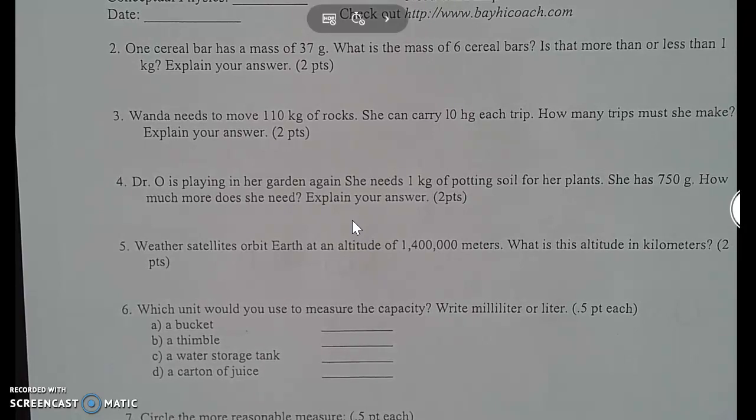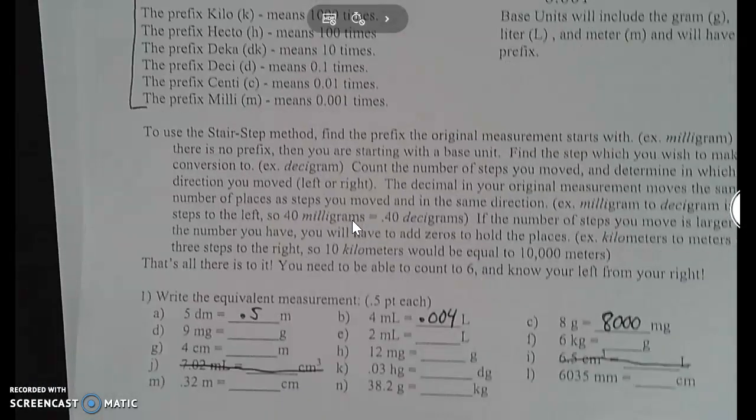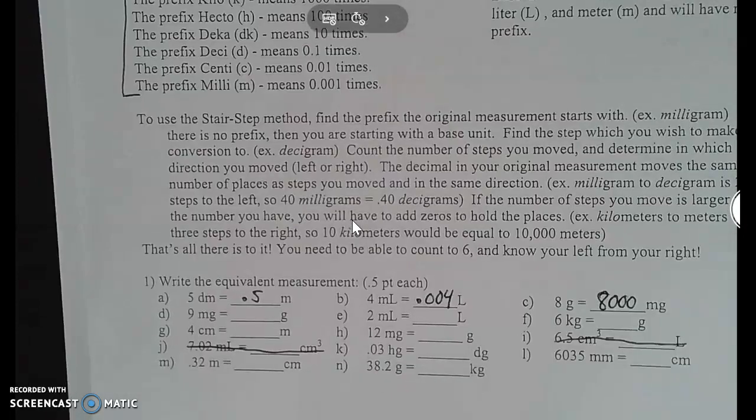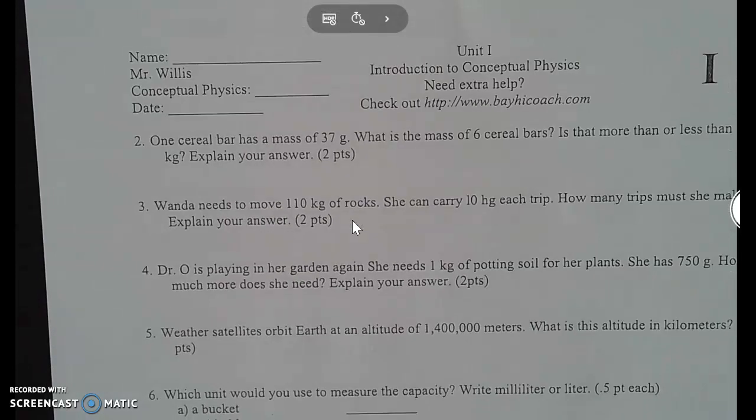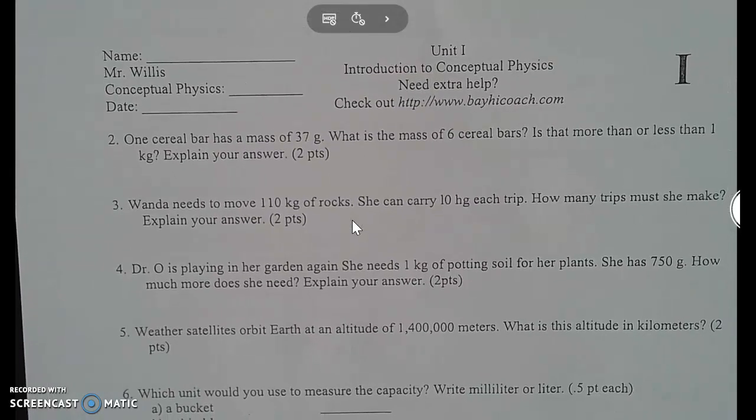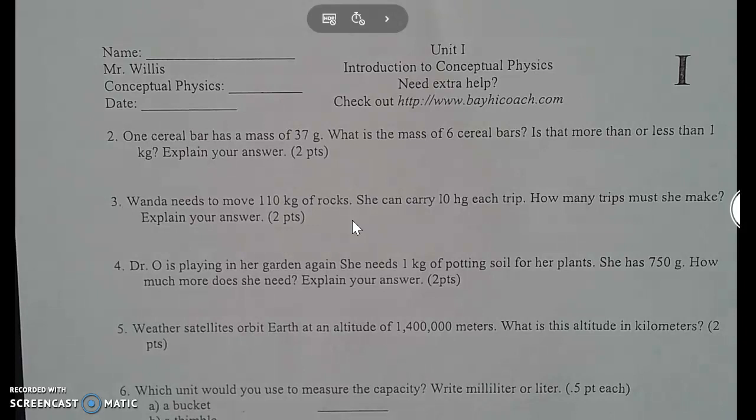Your test will have the normal conversions like these. So as long as you can do these, you're good. But I still want you to try these and do your best on them. Okay? If you have questions, you can always ask me. So on here, for instance, what you would do is you would write down your information and then see what you have to do to solve it.